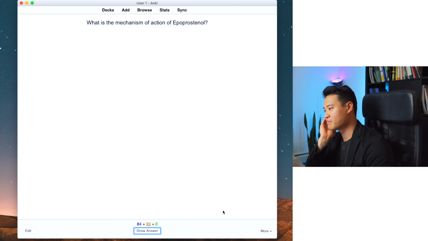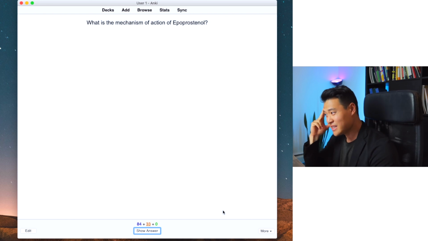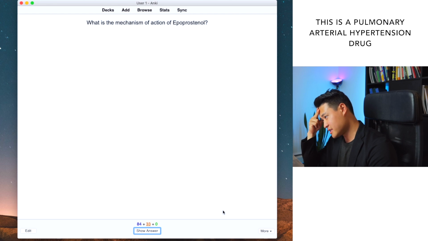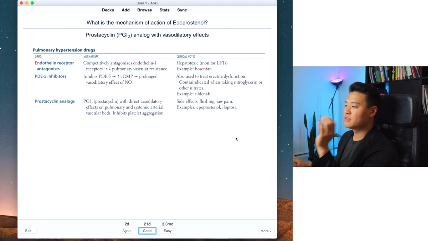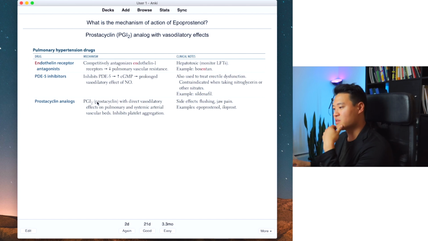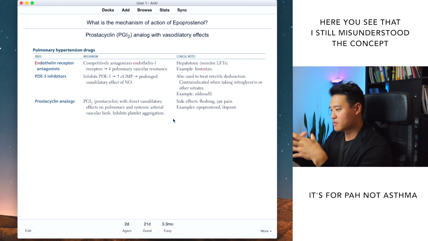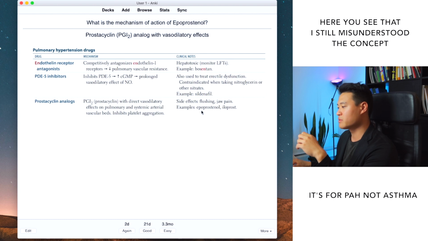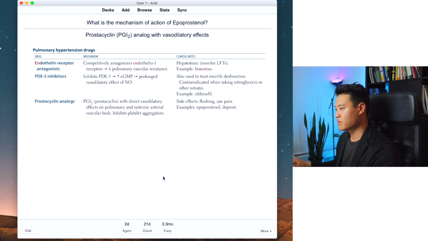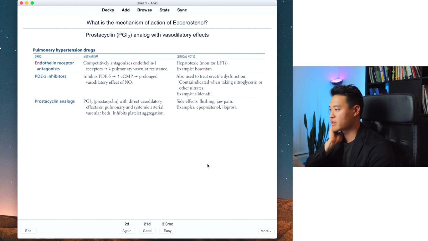Press again. What is the mechanism of action of epoprostenol? I'm so bad with pharmacology, but I'll try to see. I think this is an asthma drug. Mechanism of action, something that has to do with endothelin, but I can't remember. Prostacyclin analog with vasodilatory effect. So I got this wrong and I have to understand why, so I'm just gonna read through this. Prostacyclin analogs with direct vasodilatory effects on pulmonary and systemic arterial vascular beds, inhibit platelet aggregation, side effects of flushing and jaw pain. Examples are iloprost and epoprostenol. Okay, so prostacyclin analog with vasodilatory effects.